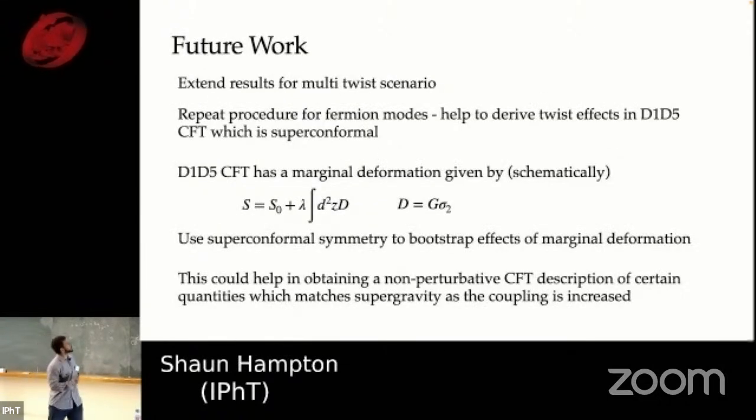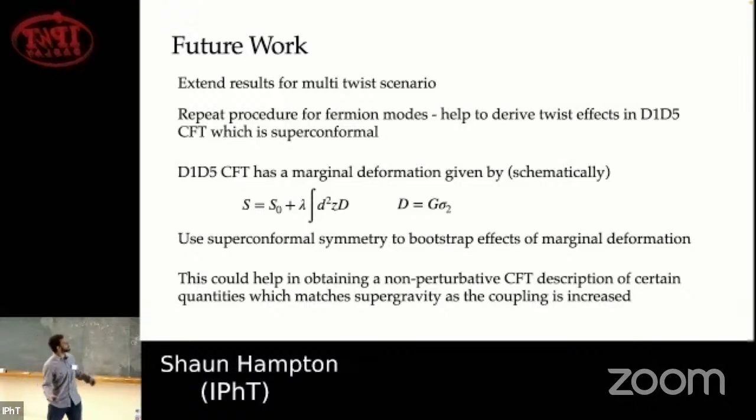So for the future, what we'd like to do is extend the results for the multi-twist, and, just as a matter of completion, we'd like to repeat this for fermion modes, because then we'd have both components that would help us to derive these effects in the D1D5 CFT, which is superconformal.